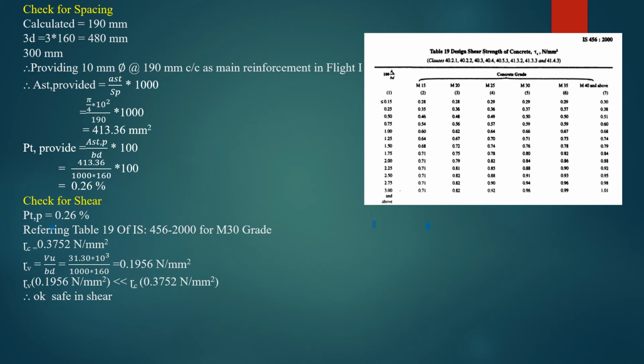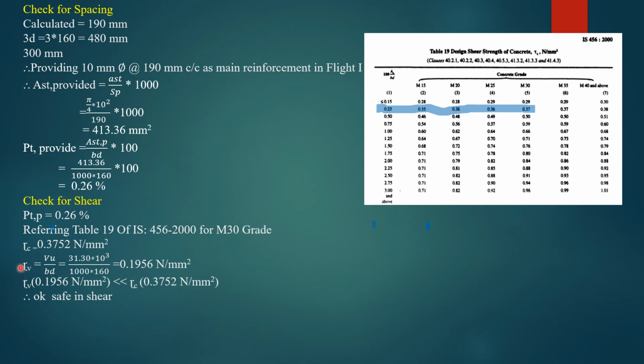So we got the PT provided as 0.26%. Let us go to IS 456 table number 19, and our grade of concrete is M30. On the right you can see the picture of table number 19, which I took from IS 456 2000. Here PT percentage is given for the different grades of concrete. For PT percentage of 0.26% and grade M30, we are going to see tau c, the design shear strength of concrete. After interpolating, we got the design shear strength of concrete as 0.3752 Newton per mm square or megapascal.